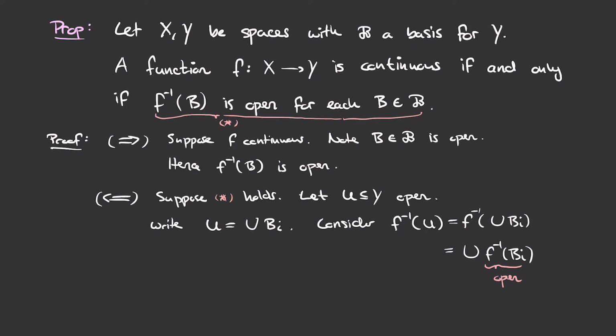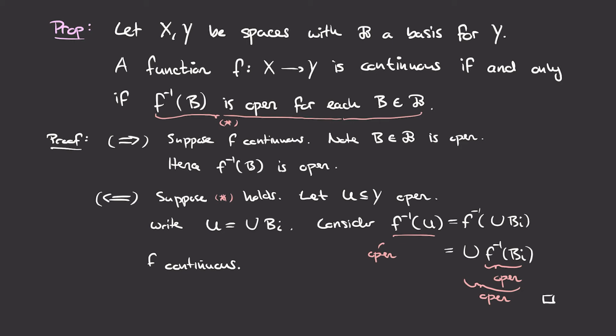So recall again that the union over open sets is itself open. So this entire union is open, and this is equal to this preimage of U, which therefore is open. And so we've shown that for an arbitrary open set U, the preimage of U is open, and this is the definition of continuity, so it follows that f is continuous. And this concludes the proof.